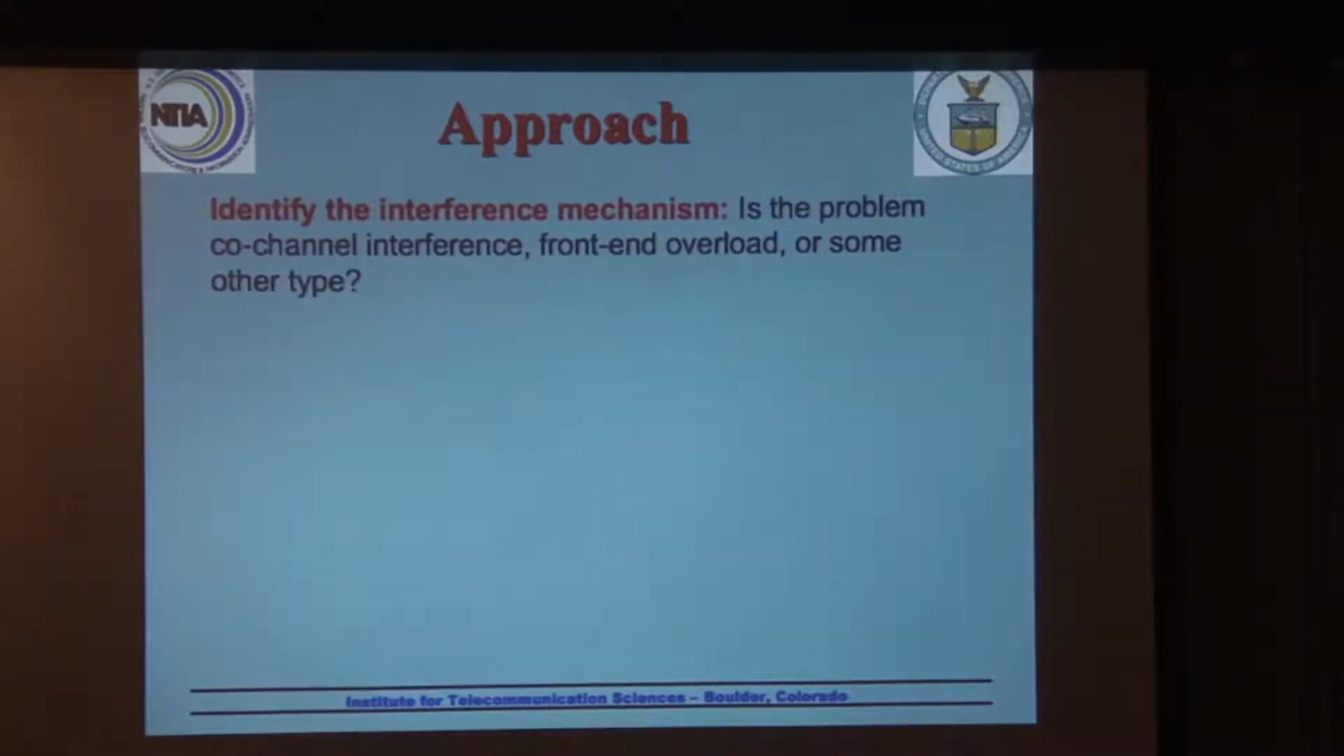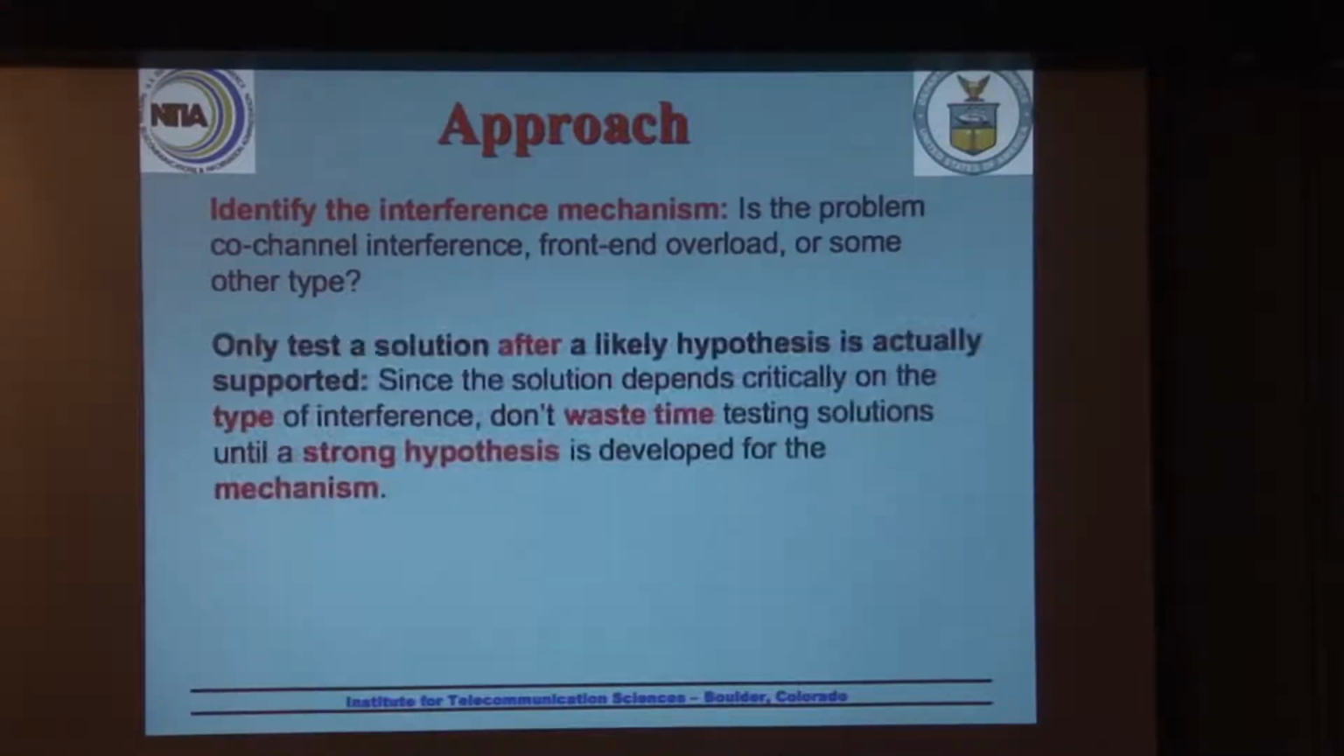So our approach was, first of all, to identify the interference mechanism. Was it co-channel, front-end overload, or some other type? And then, once we had identified the mechanism, test a solution. Now, if we know the mechanism, for example, suppose it's front-end overload, we know that we'll need to put a filter on the front end of the radar experiencing interference. If the problem is co-channel interference, then we'll have to put some kind of filter into the radar, in this case the air traffic control radar, that's generating the interference. In any event, we don't want to waste time testing solutions.